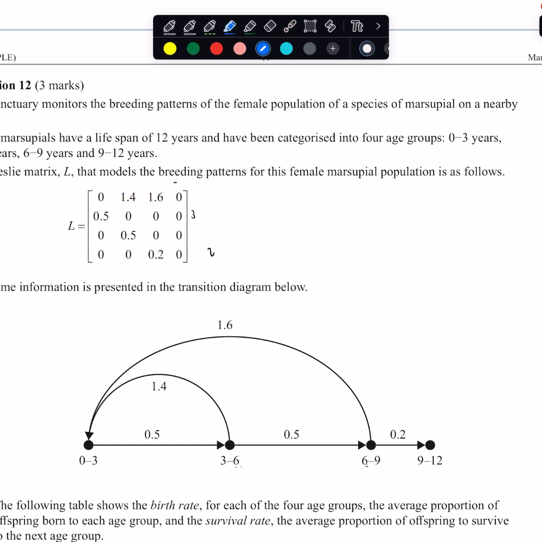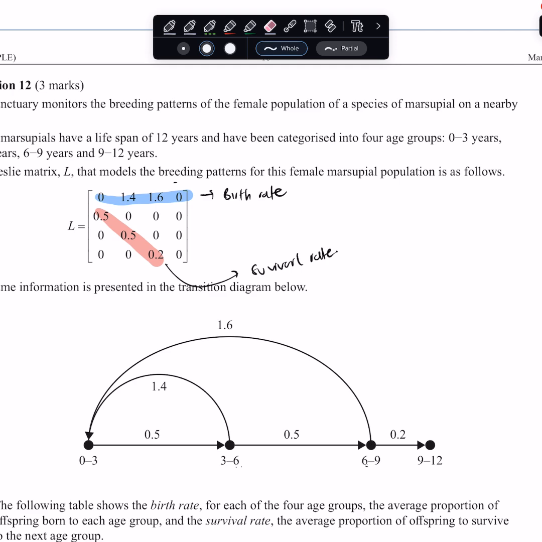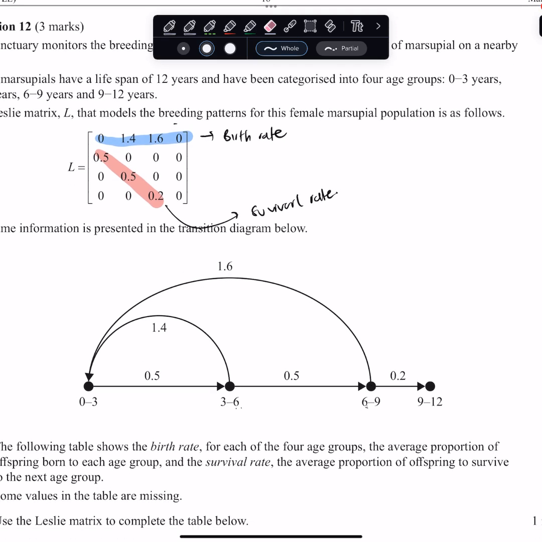All right, cool. Remember, this is my birth rate, and this is my survival rate. Don't forget that. And then the rest is zeros. The same information of this matrix can be written in this diagram. All right, let's write it.